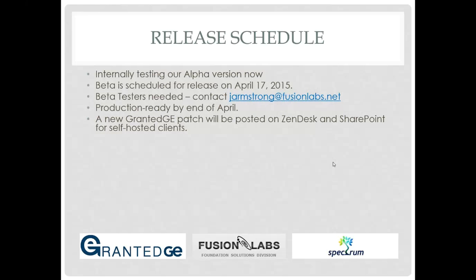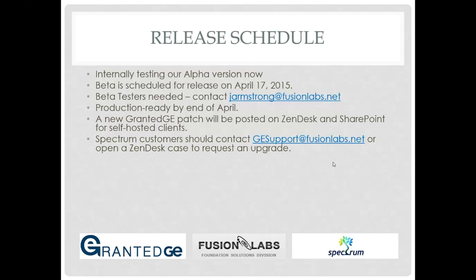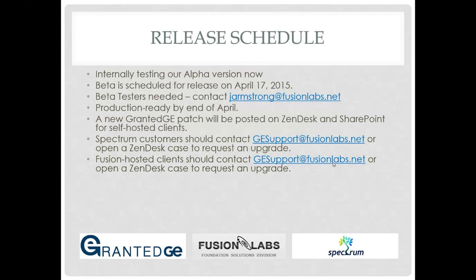So if you're self-hosted and you want to download it, you'll be able to do it at that point at the end of April. If you are a Spectrum customer, you need to go ahead and contact us to schedule an upgrade, either a Zendesk case or Fusion Labs GE support at fusionlabs.net email. If you're hosted with us in our hosting environment, do the same. Get a hold of support and schedule an upgrade. We'll be happy to get that done.